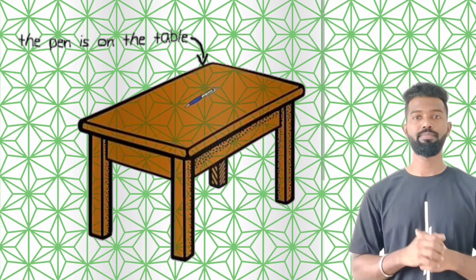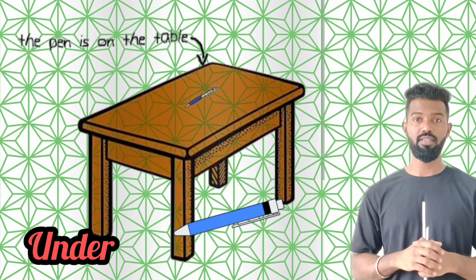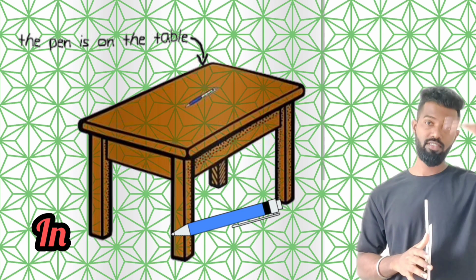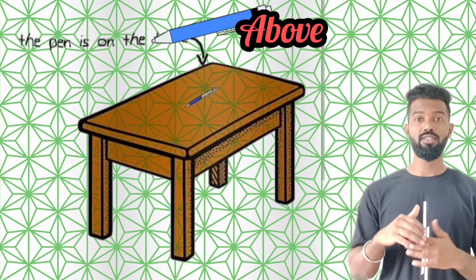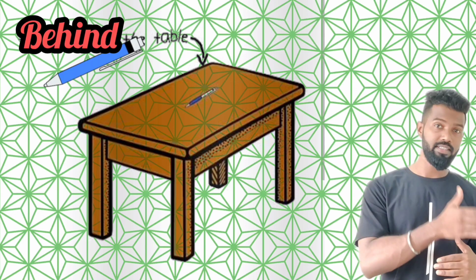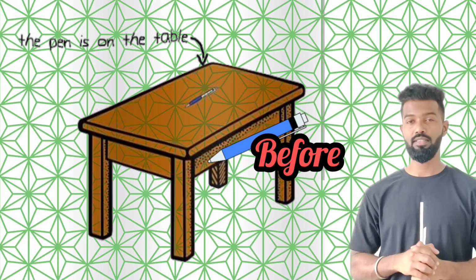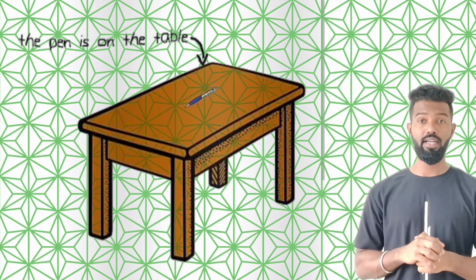If we keep under, then it will be the pen is under the table. If we are keeping inside, then it will be in the table. If it is over, then we will make it the pen is above the table. If it is backside, then we will make it behind the table. If it is front side, then in front of the table or before the table. So I hope this is the easiest way we can understand.